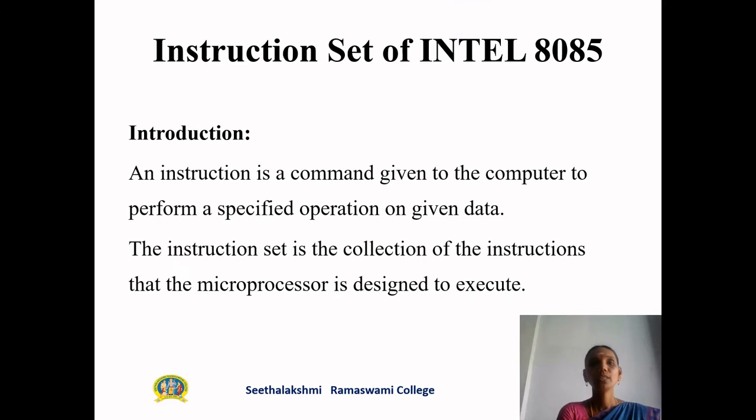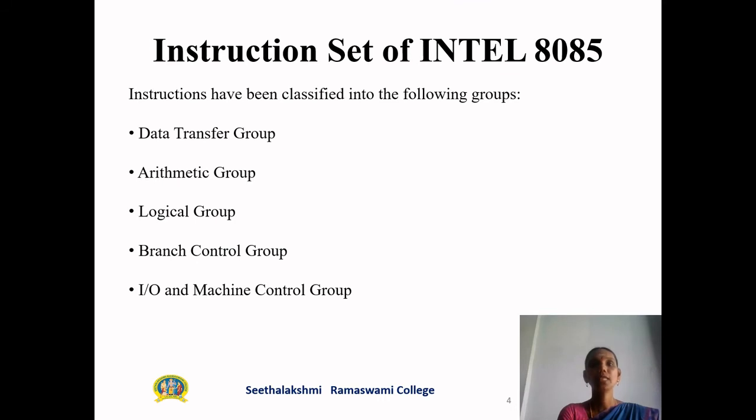Before we enter into the discussion of data transfer group instruction, let me define what is an instruction. An instruction is a command given to the computer to perform a specified operation on given data. An instruction set is a collection of the instructions that a microprocessor is designed to execute. The instruction set of Intel 8085 has been classified into 5 groups: data transfer group, arithmetic group, logical group, branch control group, I/O, and machine control group.